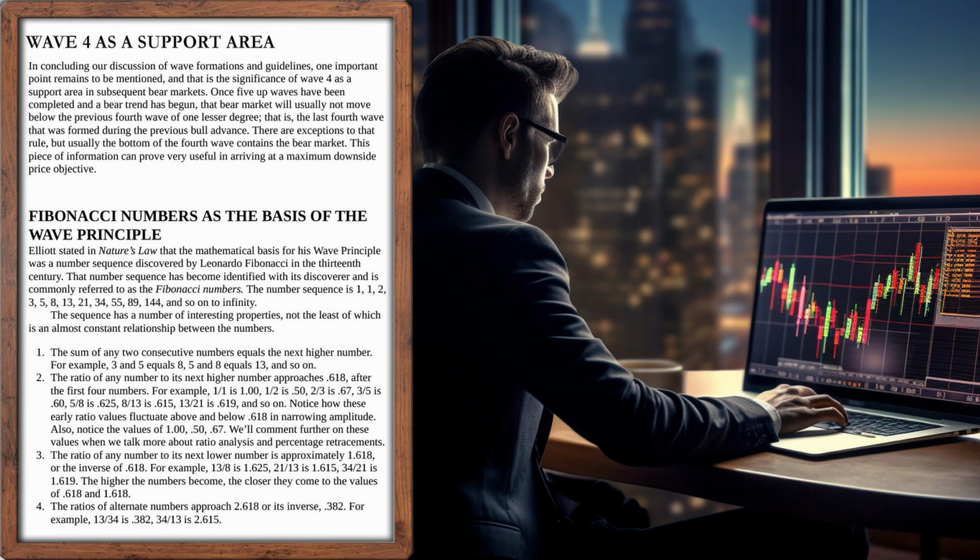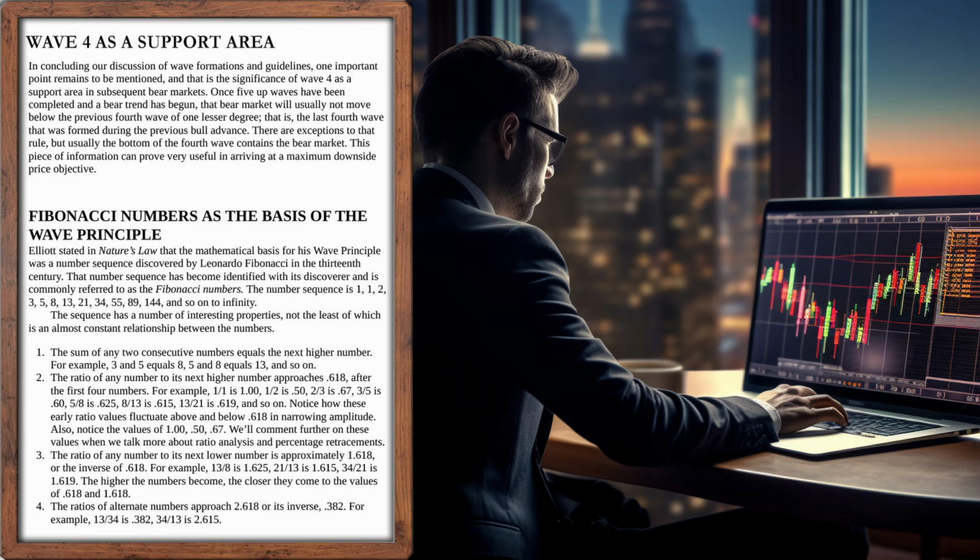Fibonacci numbers as the basis of the wave principle. Elliott stated in Nature's Law that the mathematical basis for his wave principle was a number sequence discovered by Leonardo Fibonacci in the 13th century. That number sequence has become identified with its discoverer and is commonly referred to as the Fibonacci numbers. The number sequence is 1, 1, 2, 3, 5, 8, 13, 21, 34, 55, 89, 144, and so on to infinity.